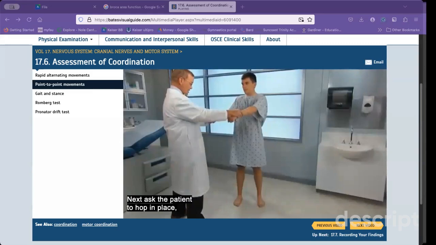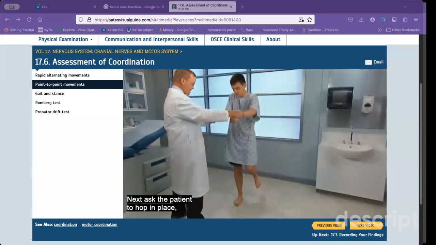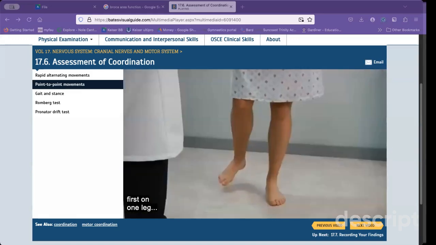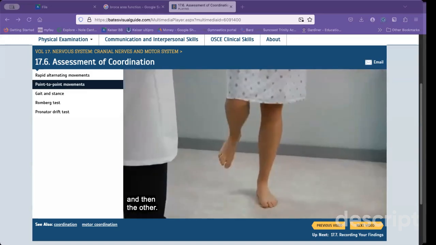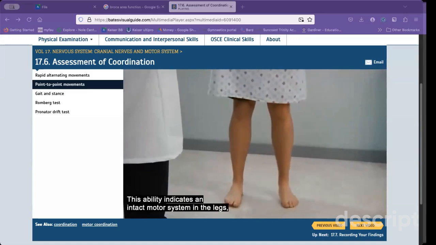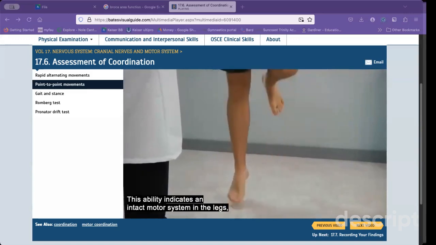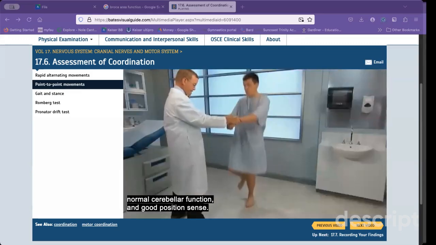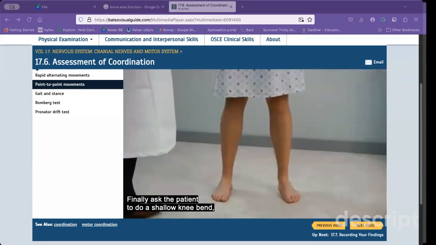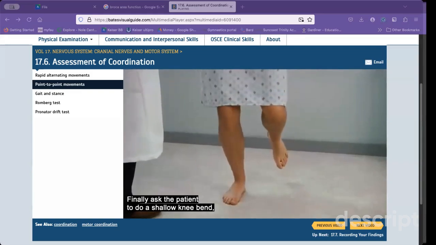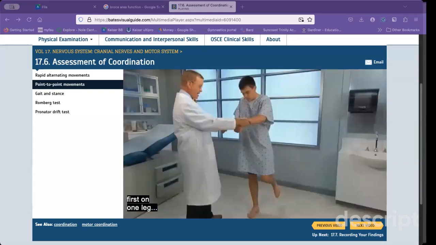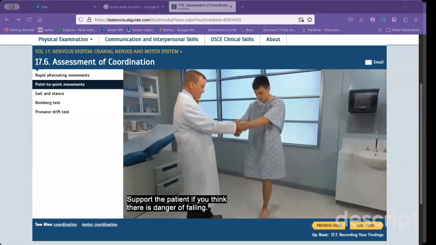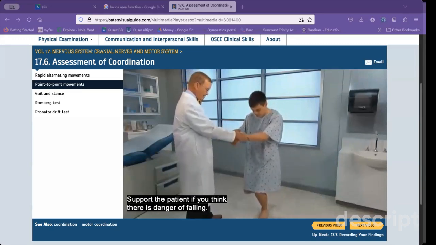Next, ask the patient to hop in place, first on one leg and then the other. This ability indicates an intact motor system in the legs, normal cerebellar function, and good position sense. Finally, ask the patient to do a shallow knee bend, first on one leg and then on the other. Support the patient if you think there is danger of falling.